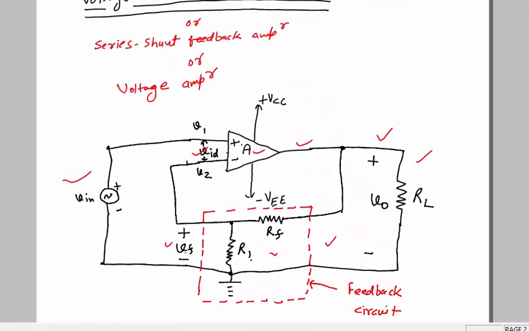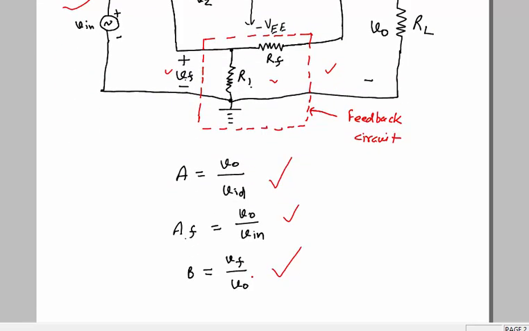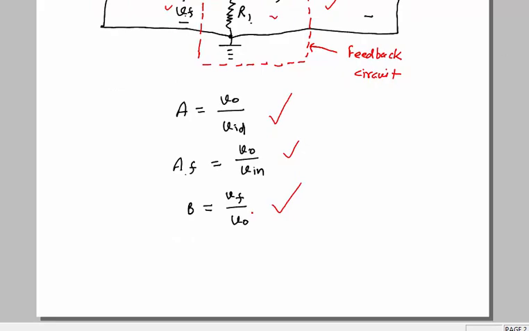Now based on all these things, we are going to do a lot of derivations. So first let us see negative feedback. Basically we are going to see how it is a negative feedback.